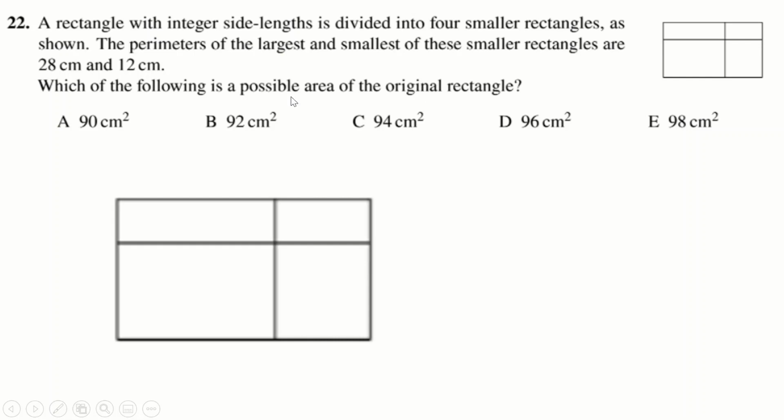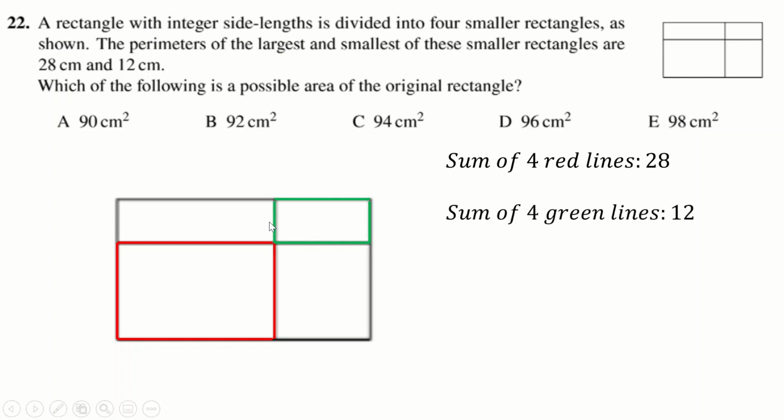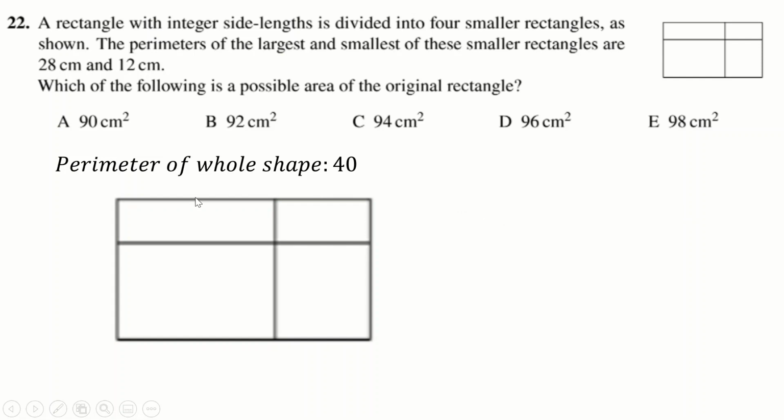So yeah, we have the largest smaller rectangle with a 28 centimeter perimeter. So these four lines here add up to 28. And likewise, the smallest one, those green lines, add up to 12. Just watch slowly as to what I do here. What I'm going to ask is, what's the perimeter of the entire shape? Well, it's just four green lines and four red lines. So the perimeter of this whole shape must be this plus this, which is 40. And that's the first thing that I need. So the perimeter of the whole shape is 40.